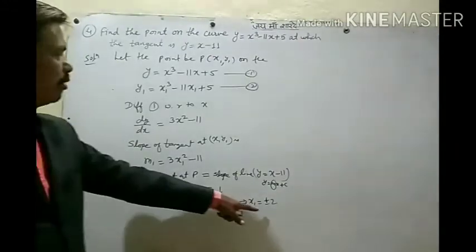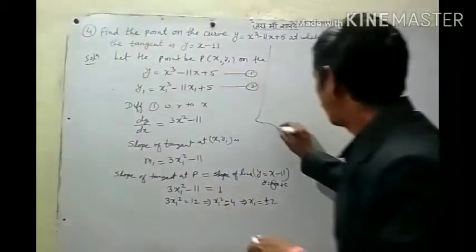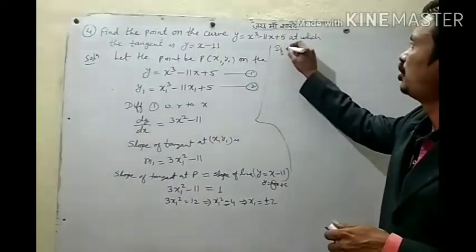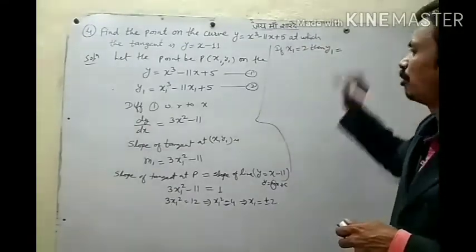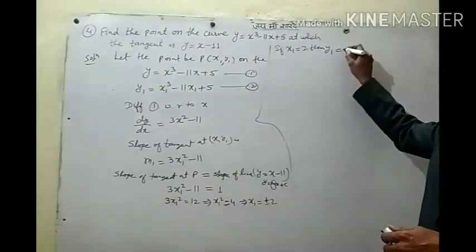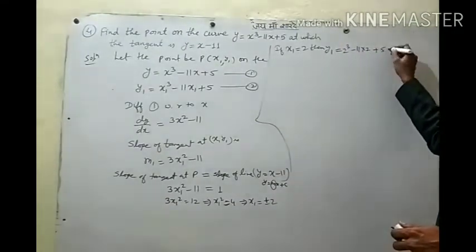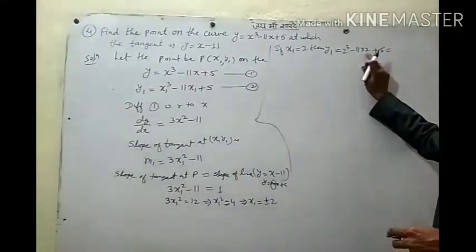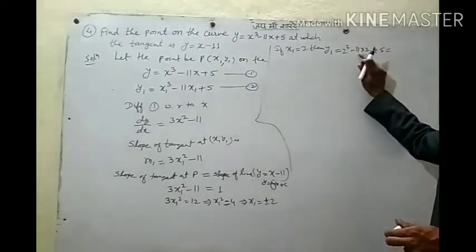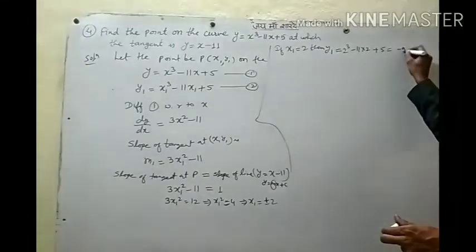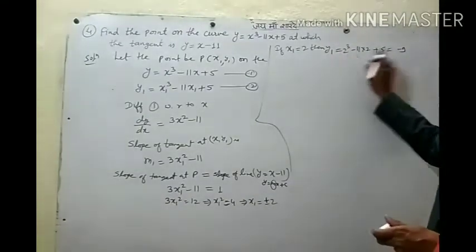Now this value you put in equation 2. So if x1 is 2, what will happen? y1 will be 2 cube minus 11 into 2 plus 5. So 8 minus 22 plus 5: 22 minus 13 is 9, and the greater number is negative. So y1 is minus 9.